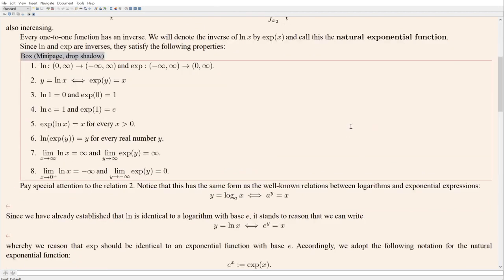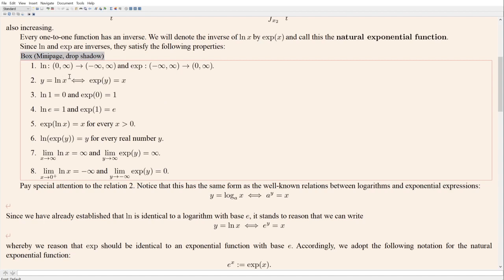Now, why do I bring up the fact that the natural log is 1 to 1? Because every 1 to 1 function has an inverse. We are going to call the inverse of ln of x the natural exponential function, and denote it by exp of x. So, just the fact that ln and exp are inverses of each other means that we can take all of the properties of the natural log and write down complementary versions of those properties for the exp.